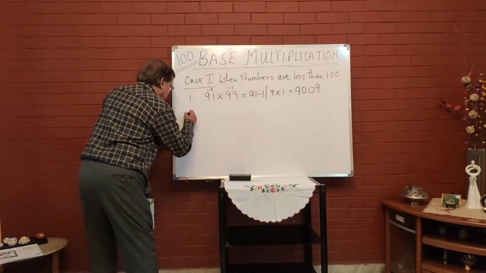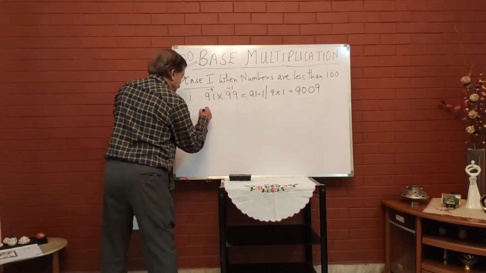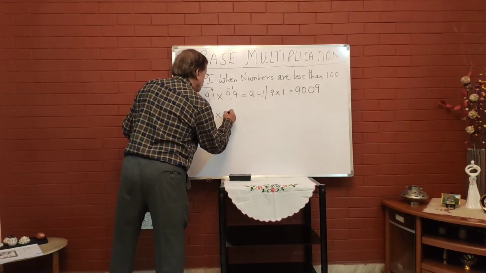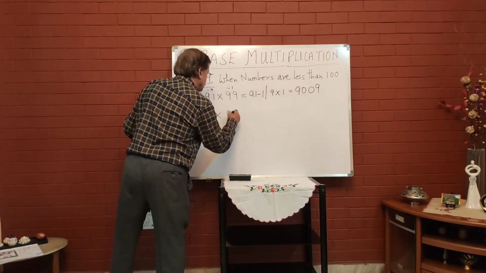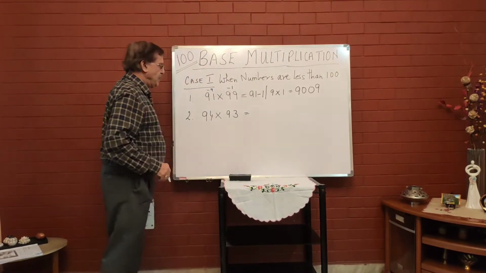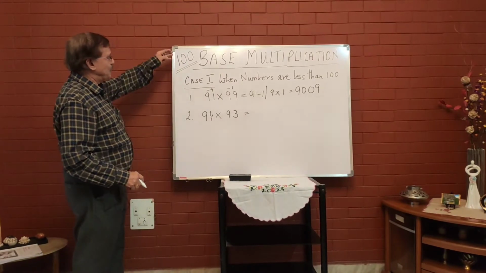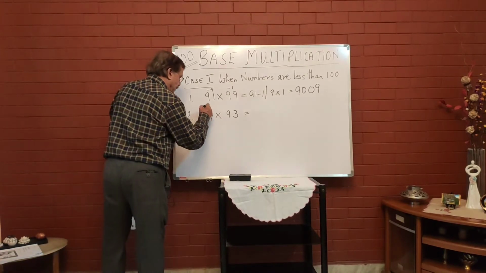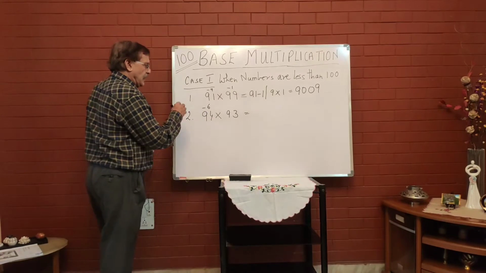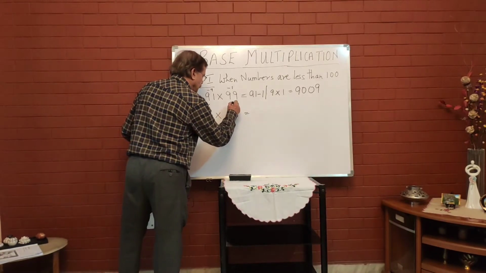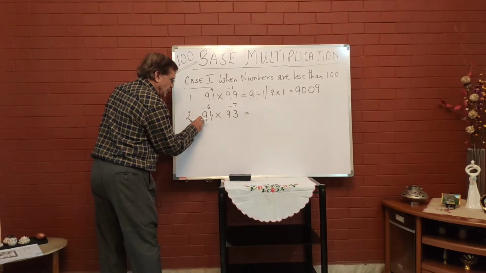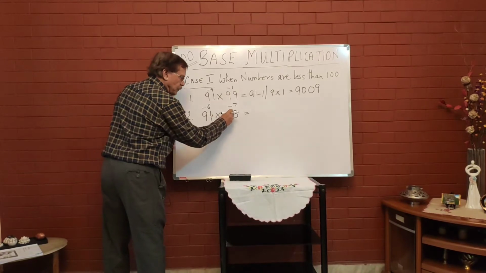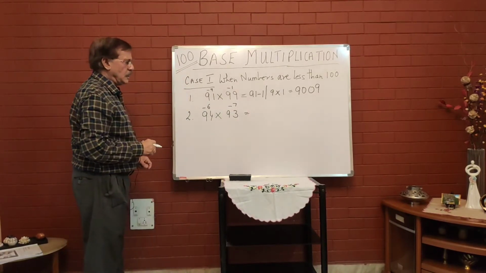The second question. 94 multiplied by 93. As we can see, they are very close to 100. Now how far is 94 away from 100? It is minus 6. And what about 93? Minus 7. Quickly you can add it up. 94 plus 6, 100. 100 minus 6, 94. The same thing with this. 93 plus 7, 100. So that is okay.